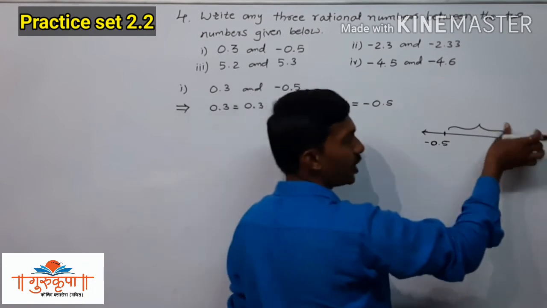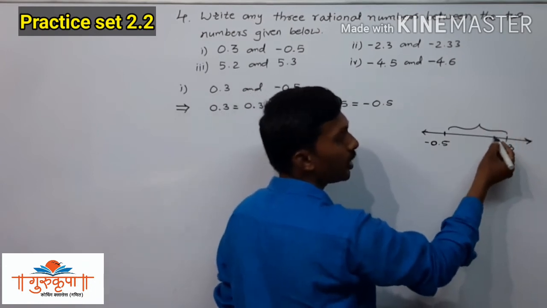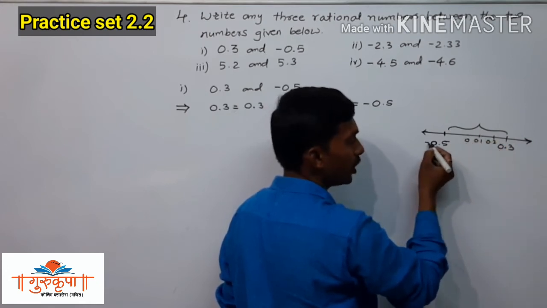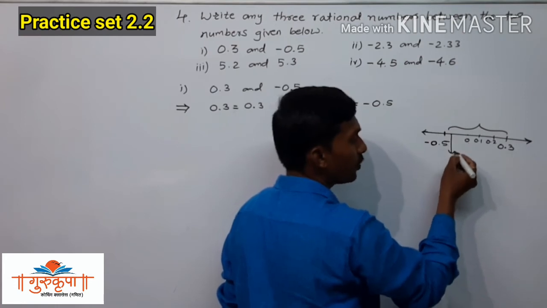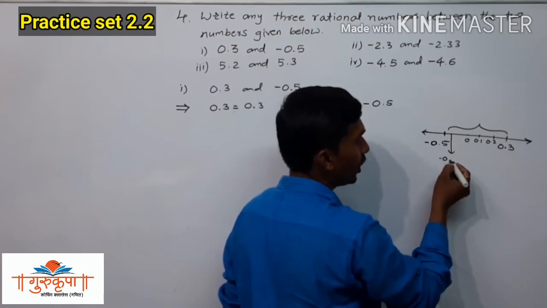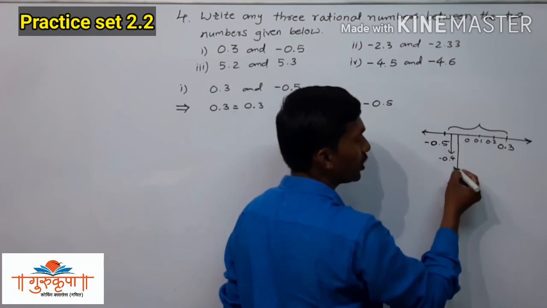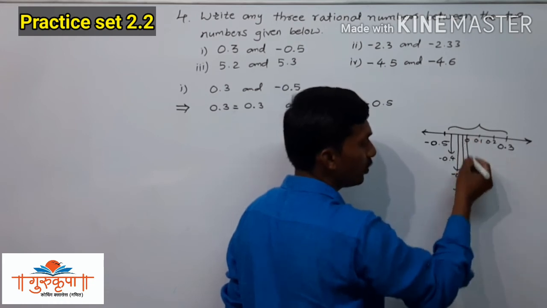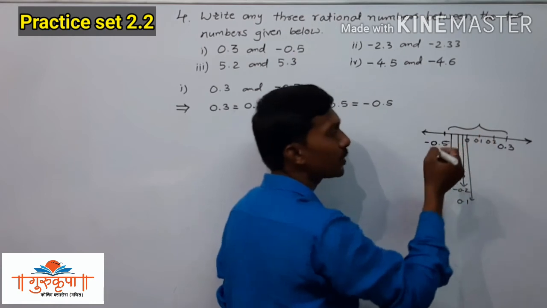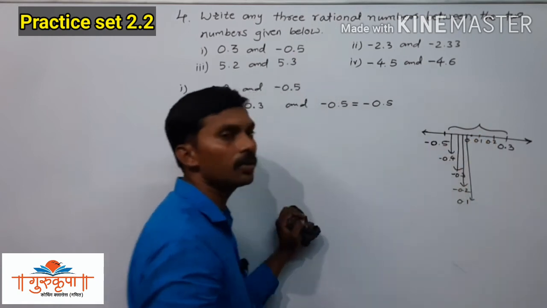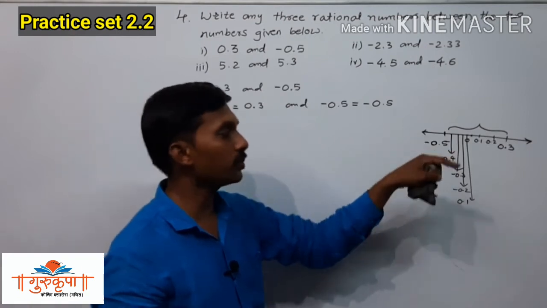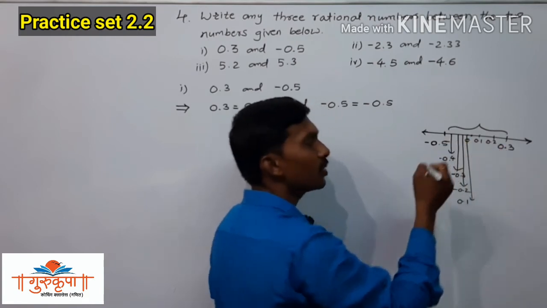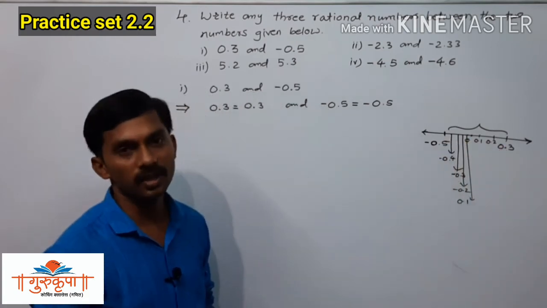Look at this diagram, you can easily get the numbers. Before 0.3, what we have? 0.2. Before this 0.1. Before this 0. Now before minus 0.5 we have minus 0.4, then minus 0.3, then minus 0.2, then minus 0.1, and then we have 0. Then we have 0 here, then 0.1, 0.2, 0.3. How many numbers do we easily get? 1, 2, 3, 4, 5, 6 numbers we get, and we have to write only 3 numbers there.